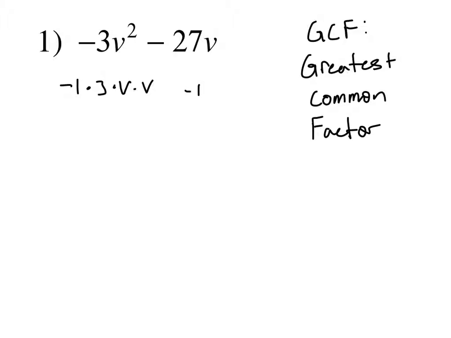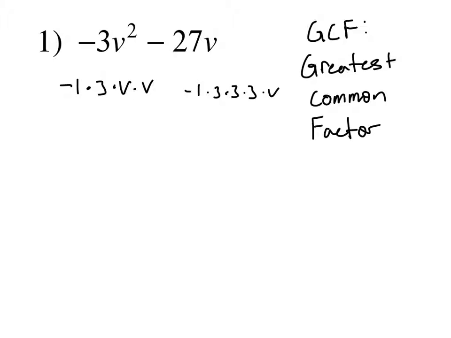And the reason I want the negative is because there's a negative on the first term, right? We said at the beginning, we have to factor out a negative. So I got negative 1 times 27, but doesn't 27 break down? 3 times 9, but wait a minute, doesn't 9 break down? Yeah, 3 times 3. And then the v is just times v. We have one v at the end.